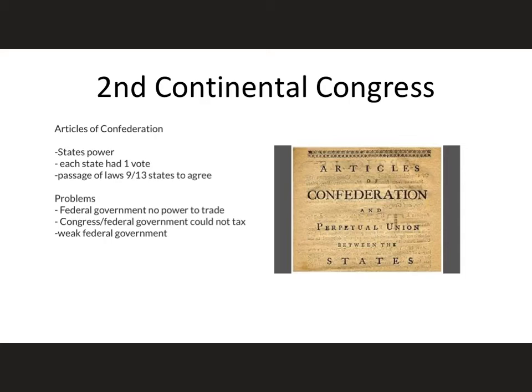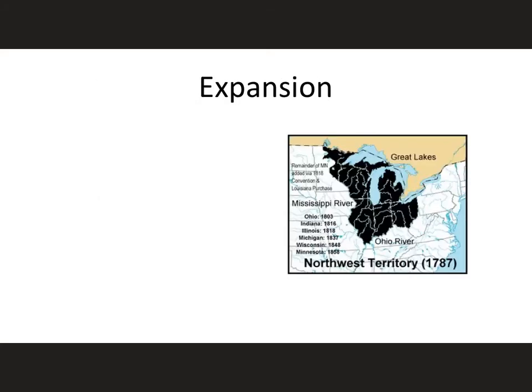which became very problematic. Because the federal government had no power to tax, they had no way of gaining money. So they had to discover a new way to try to gain money as a federal government. So no taxation led to the government needing money. So they decided to sell land and expand. How did they do that?